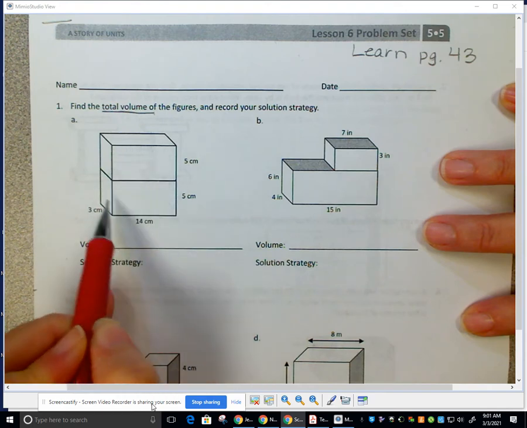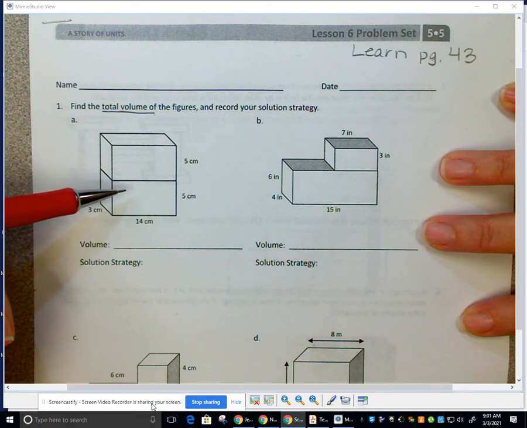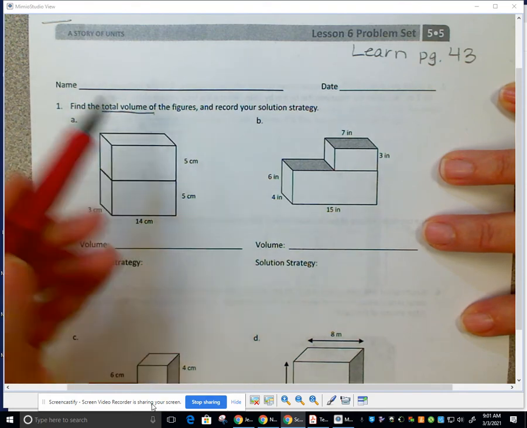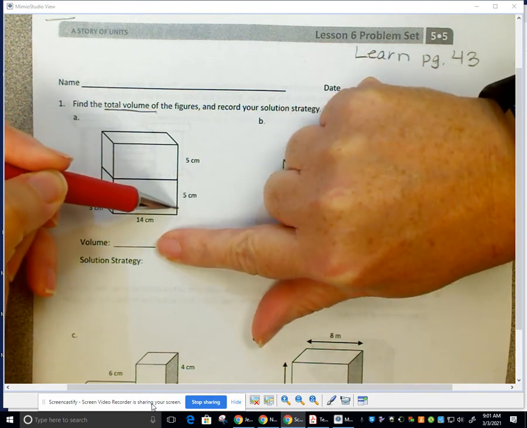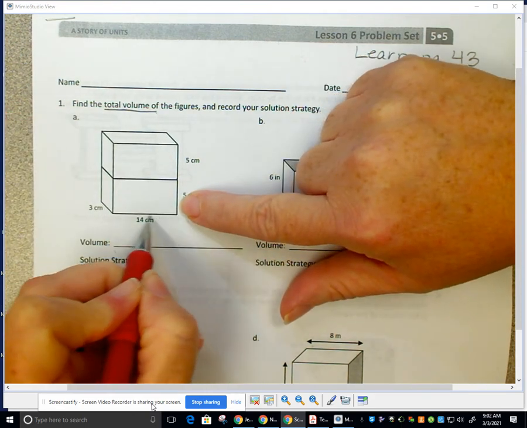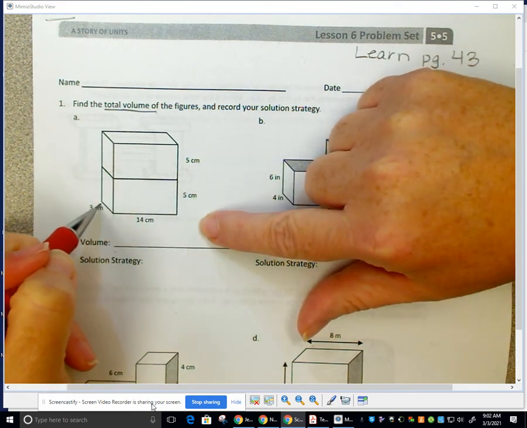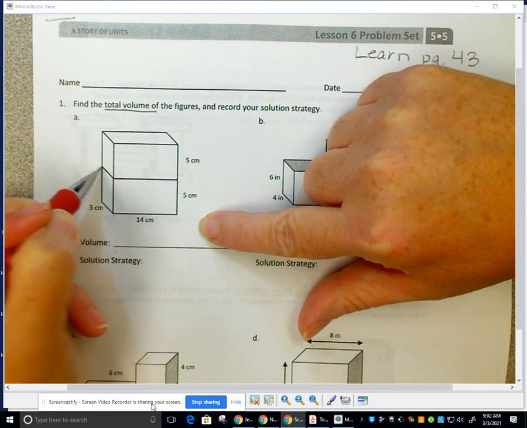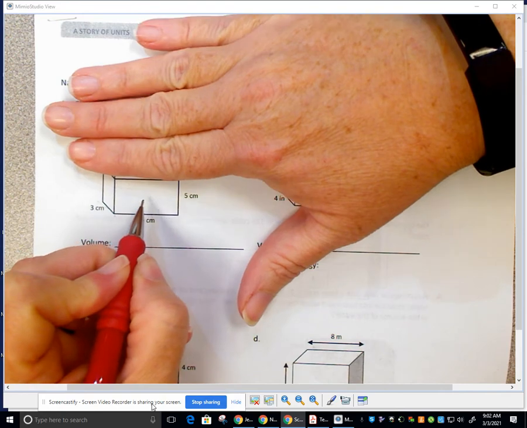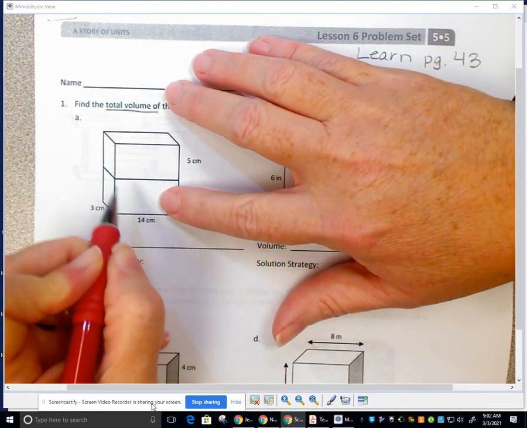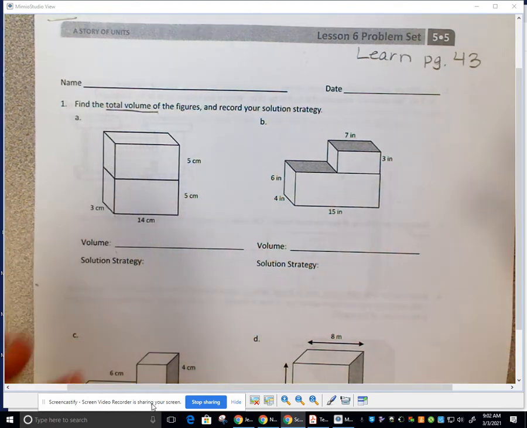Now, if they're wanting me to find the volume of this, since these are two identical figures, and we know they're identical because this one says the height is 5, this one has a height of 5, this one has a length of 14, this one would have a length of 14, and if this is the width of 3, then this would be 3, and this would be 3, and so on. So if we could find the volume of 1, then we could multiply that times 2 to get the volume of the entire figure. So let's go ahead and get started.